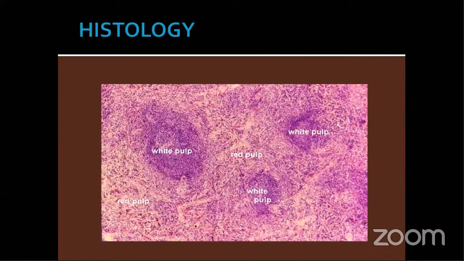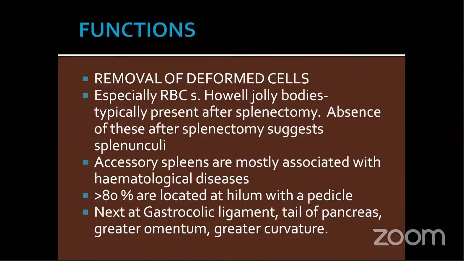So this is the white pulp, which contains predominantly the WBCs, and this is the red pulp consisting of cords and sinuses. There is the marginal zone, and there is the red pulp and the white pulp. What are its functions? Till recently, the majority of the functions were unknown, but now the splenic function has been extensively studied and certain functions have been identified.